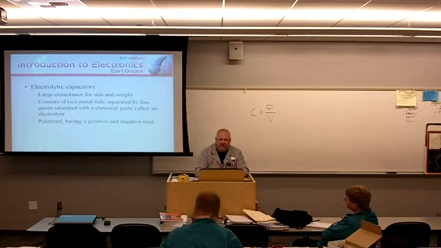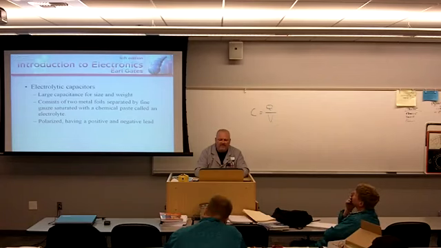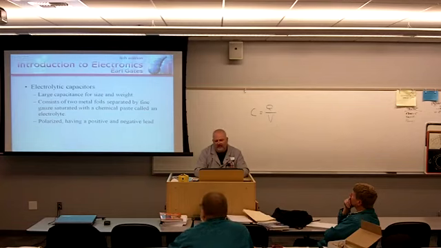Electrolytic capacitors. These are large capacitance for size and weight. They consist of two metal foils separated by fine gauze saturated with a chemical paste called an electrolyte. They're polarized, having a positive and negative lead. If you put an electrolytic capacitor into a circuit backwards, it will explode. Literally. If you put one of these in a circuit backwards, it will explode.